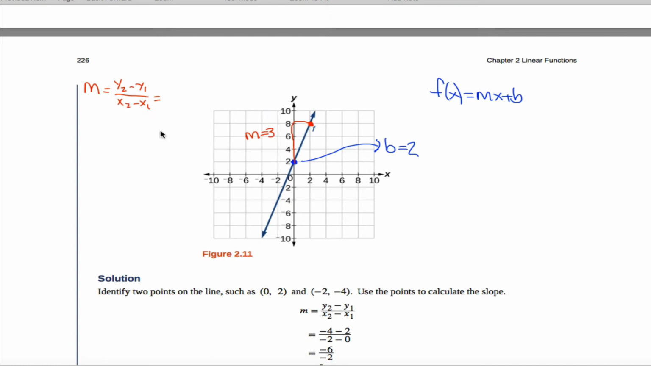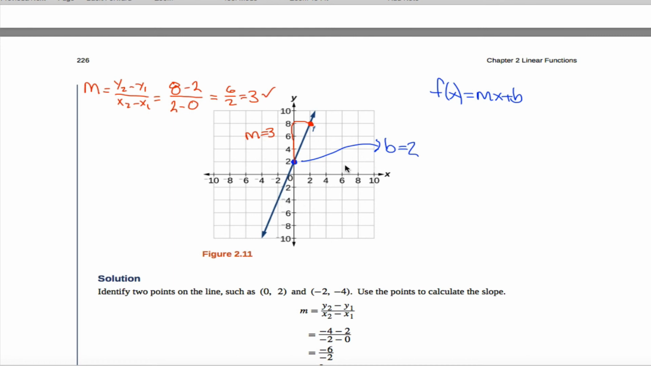Or if you're someone that likes formulas, you say, okay, fine, I took this point right here, and maybe we'll make this one x1, y1, and this x2, y2. So y2 would be the y-coordinate of this red dot, the height of that red dot, which is 8, minus y1, the y-coordinate of this blue dot, the height of this blue dot, which is 2. And you divide that by the x-coordinate of this red dot, which is 2, minus the x-coordinate of this blue dot, which is 0. And so you get 6 divided by 2, which is that same answer of 3 that we got down here by thinking of it as rise over run.